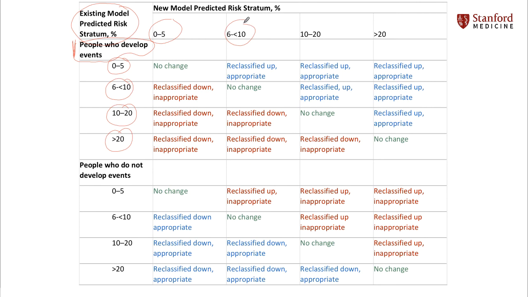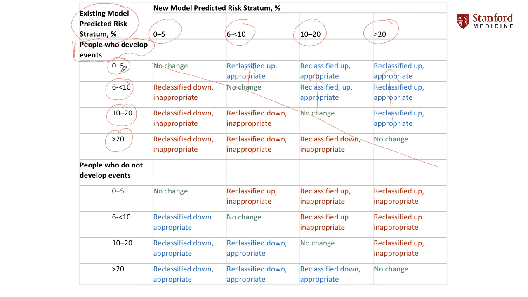This is the classification via the new model. Maybe you've added a CRP or some other biomarker. Among the people who have had events, if they don't change risk categories, then that's a wash. But if you've had an event, you want the new model to classify you as having a higher risk. So you want your risk category to go up.